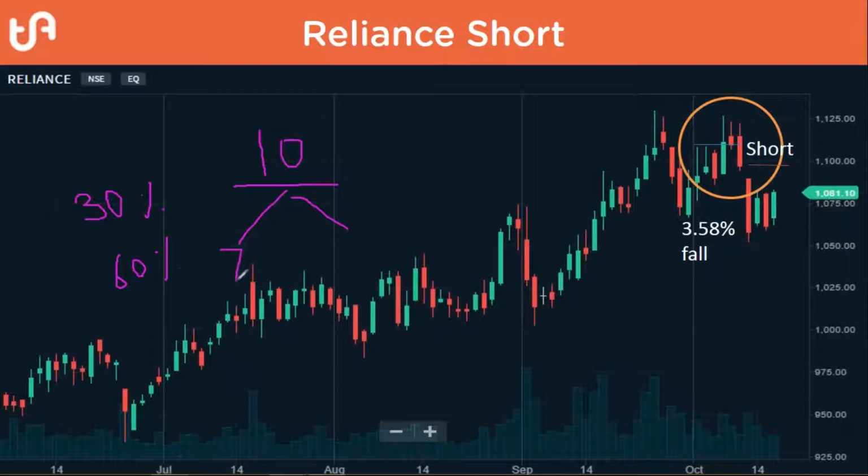7 is the stop loss. 16 is the target. Yes, exactly. Right, because 30% of 10 is 3, so you have your stop loss as 10 minus 3, which is 7, and 60% of 10 is 6, so you have your target as 10 plus 6, which is 16. Alright, so this is your risk to reward, your stop loss and take profit.